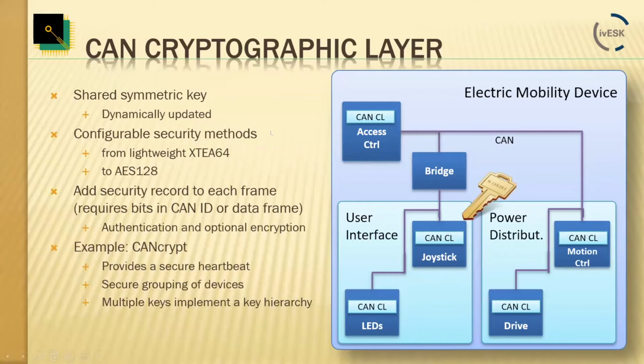The downside, so to speak, for each of these cryptographic layers is that we need a security record, some data. We at least need a signature somewhere, and often we preferably also have some status information. So what we need is to be able to put some extra data somewhere in the CAN frames transmitted to include the security data.